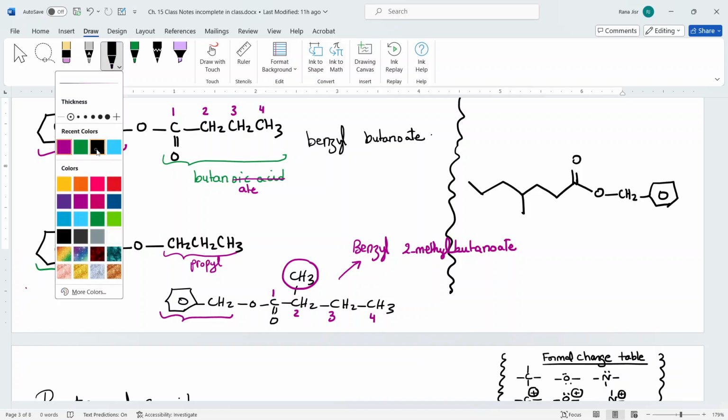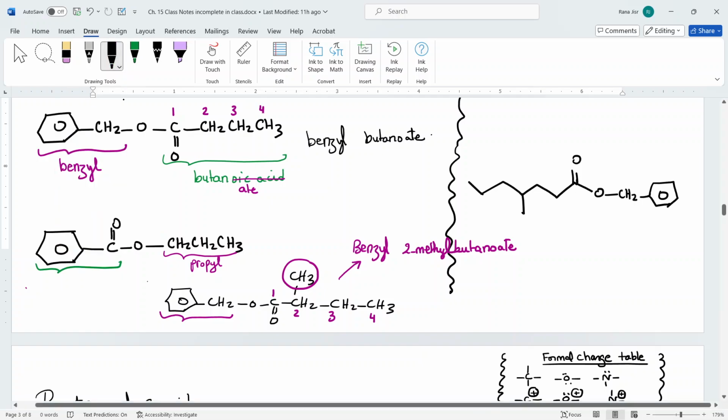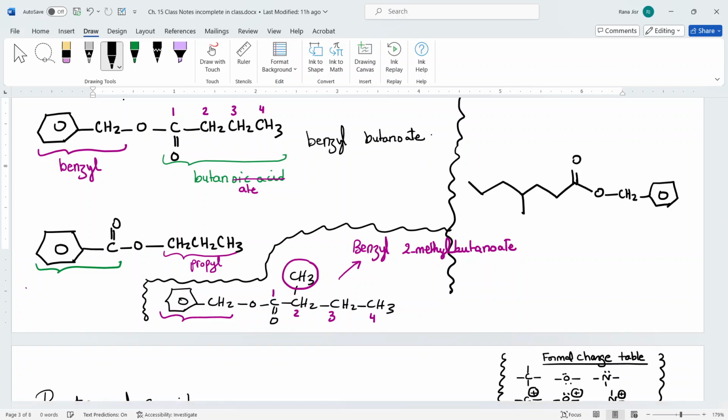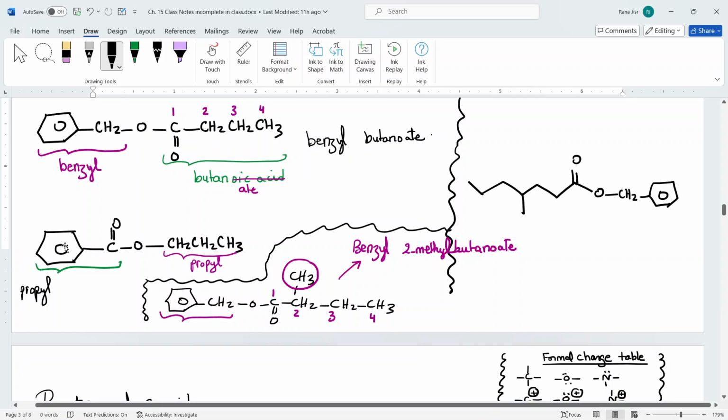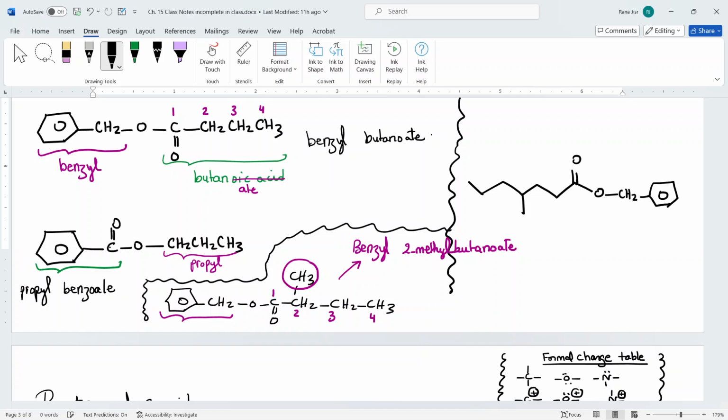Okay, let's write it in the black. So that is going to be propyl. And then now I want to name the rest of the name. I know that this is a derivative of carboxylic acid. It is a benzoic acid. So we're going to drop the ic acid and add an ATE. So it's going to be benzoate.